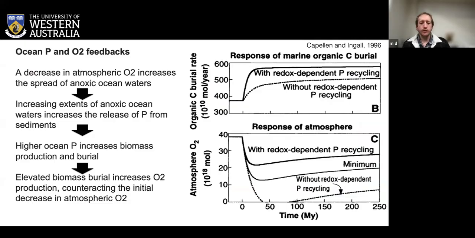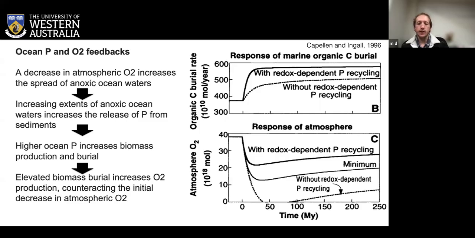So in a hypothetical scenario, if we have a decrease in atmospheric O2 levels, this is going to result in less oxygen in our oceans and a spread of anoxic ocean waters. This in turn increases the amount of phosphorus that's released from sediments that are overlain by anoxic waters. And now we've got lots of excess phosphorus in our ocean, which is driving higher productivity and generating more O2, which counteracts that initial O2 loss from the atmosphere.